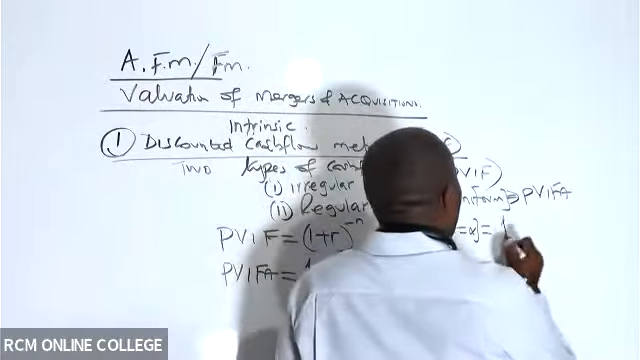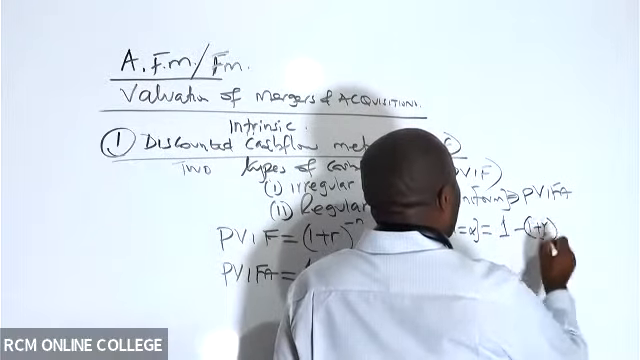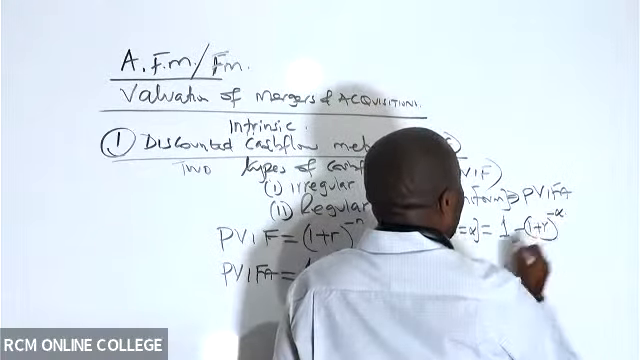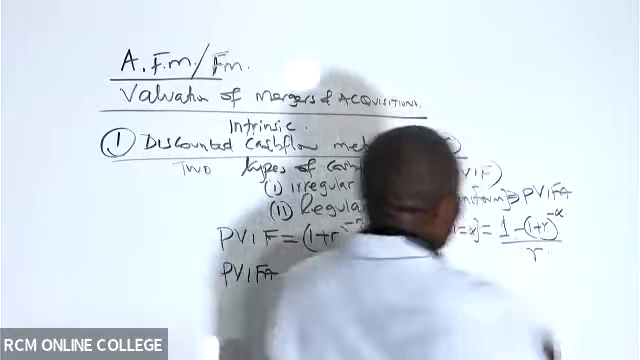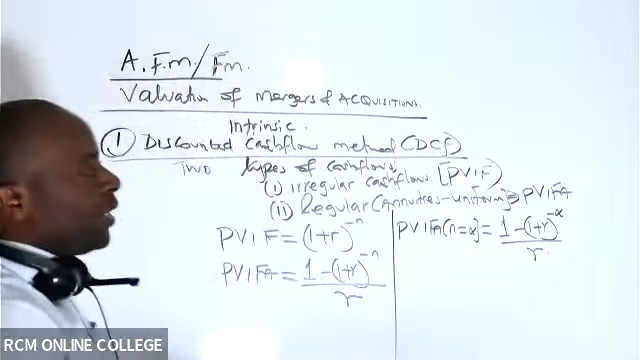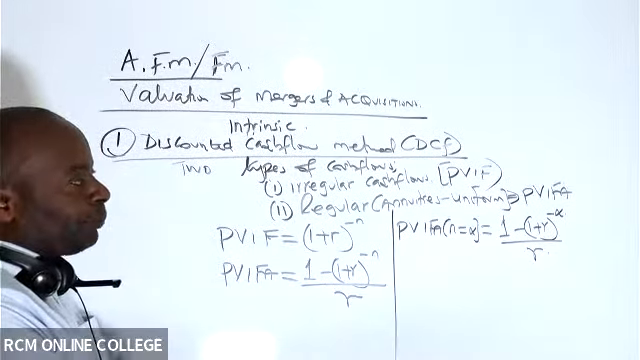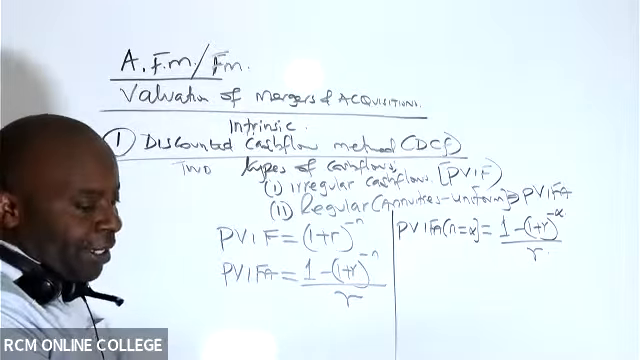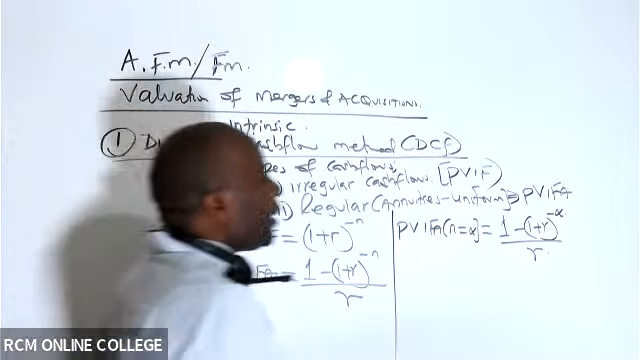This one here will be 1 minus 1 plus r raised to negative infinity, over r. Now our n is infinity. Now, my good students, let's look at it this way.